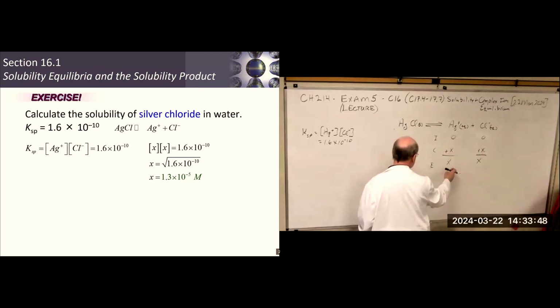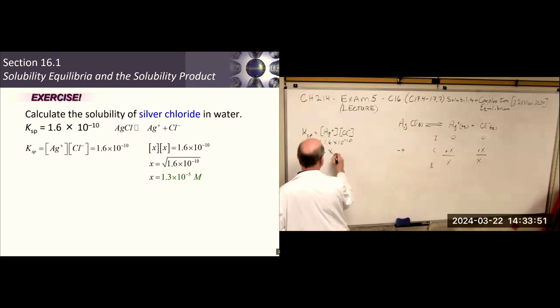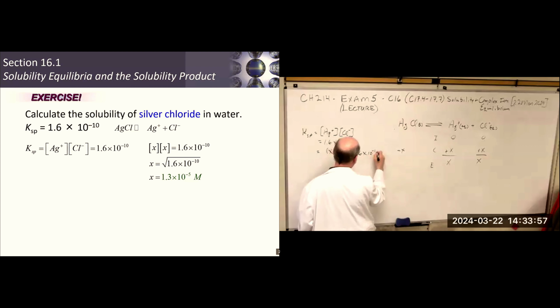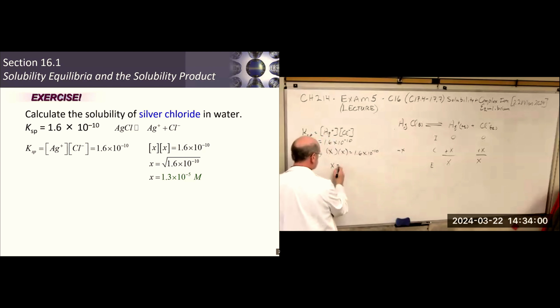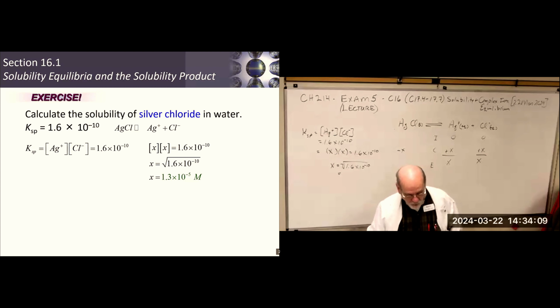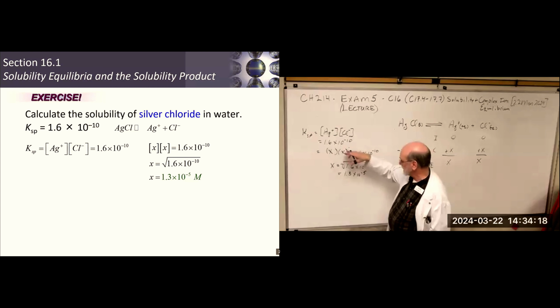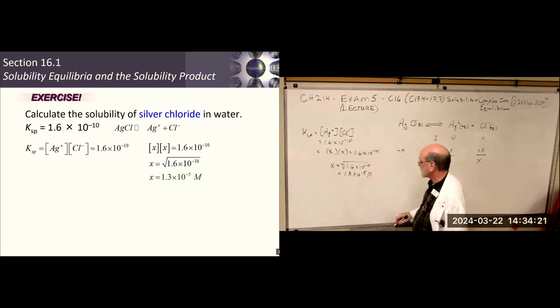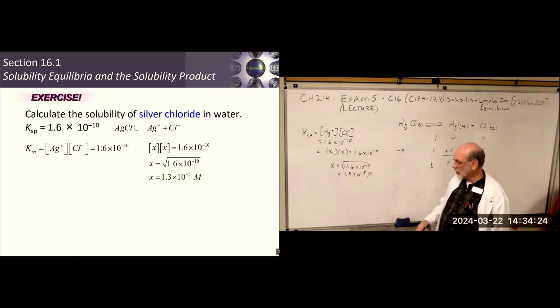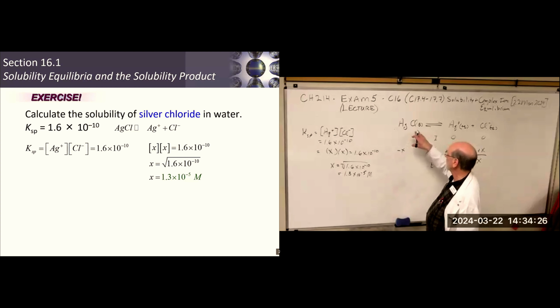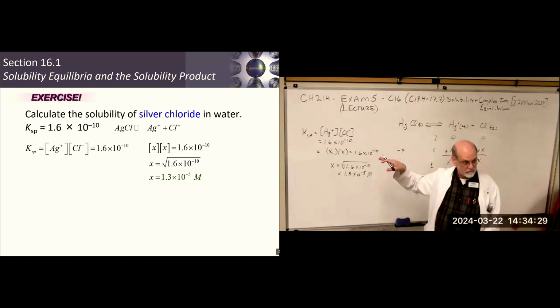So if we substitute X and X here, this is X times X equals 1.6 times 10 to the minus 10. So that's X squared. X equals the square root of 1.6 times 10 to the minus 10. And that should be the solubility. 1.3 times 10 to the minus 5. Since this value was derived from molarity, this is in molar. That's the solubility. 1.3 times 10 to the minus 5 moles per liter is how much of that will go into solution.